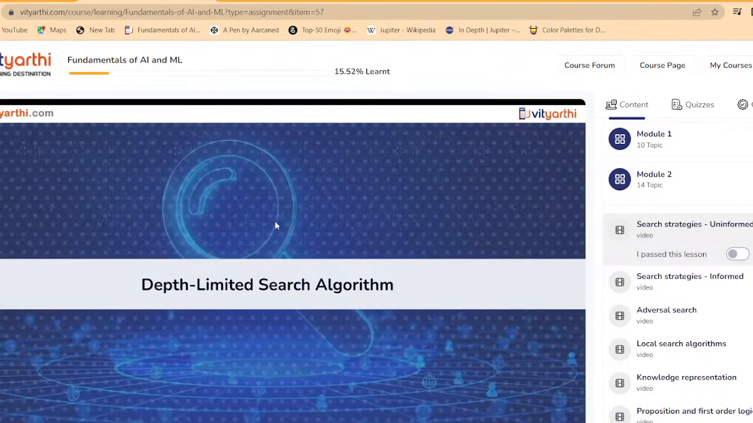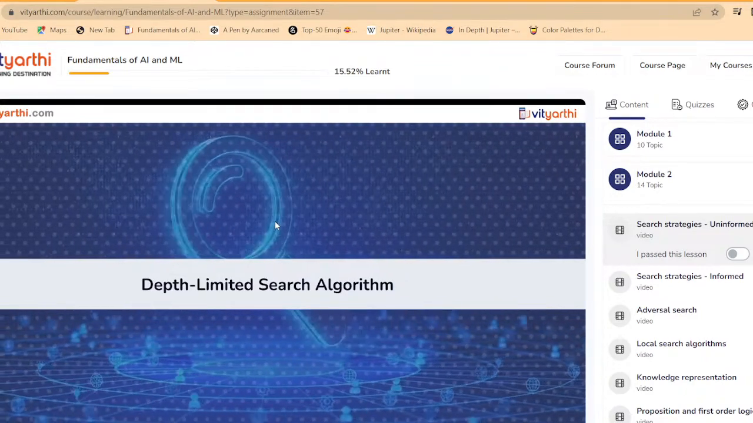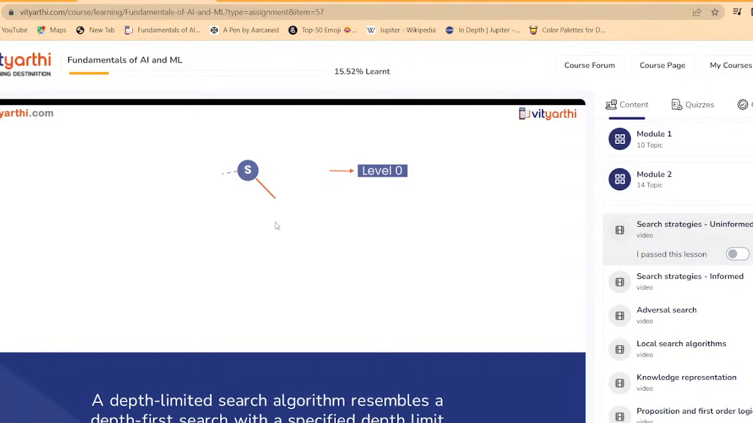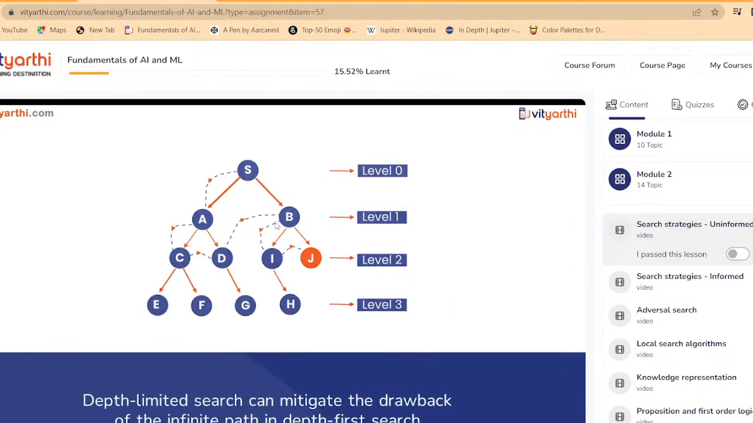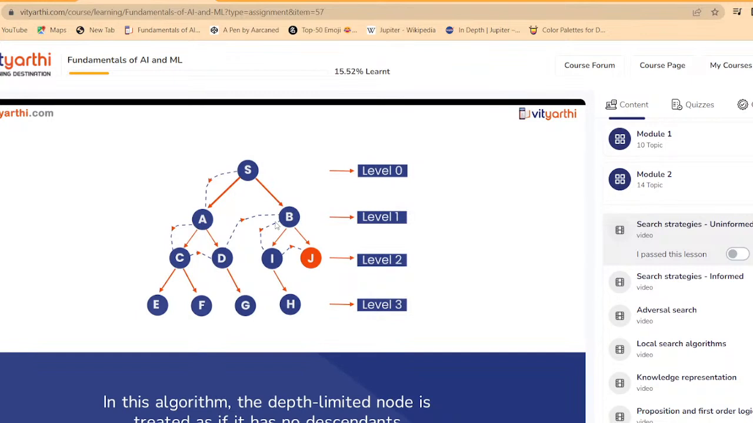The third algorithm is the depth limited search algorithm. It is an algorithm that resembles the depth first search algorithm with a specified depth limit. Depth limited search can mitigate the drawback of the infinite path in the depth first search. In this algorithm, the depth limited node is treated as if it has no descendants. The depth limited search can be terminated under two failure conditions.